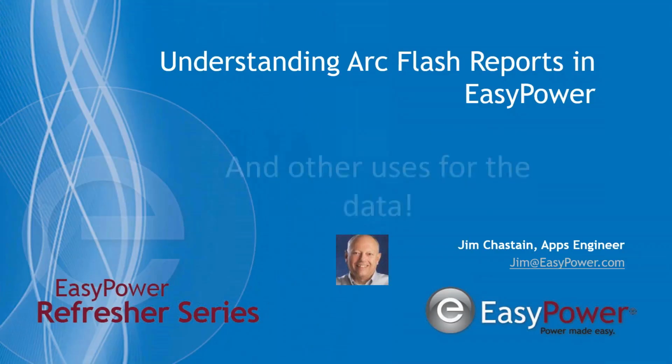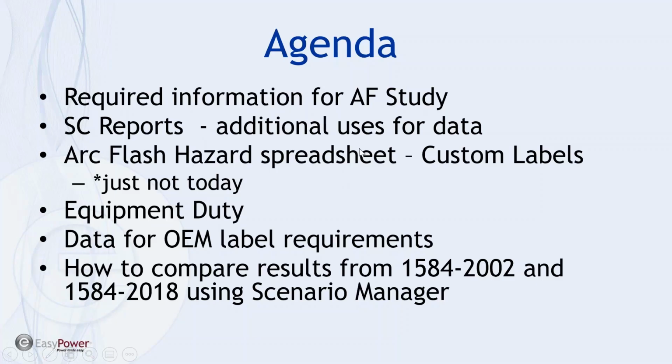Let's get into it. So our agenda primarily is to review the information that's required for a typical study, emphasize the fact that the arc flash hazard spreadsheet, while it's generated every time we fault the buses, is the database that's used to customize the labels. While we're not going to be talking about that today, I do want to emphasize that we have 3 or 4 or more webinars that get into the details of how to customize labels and take full advantage of that large amount of data that's available to the label generator.